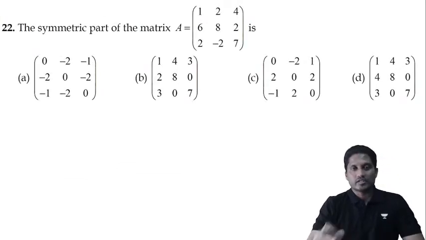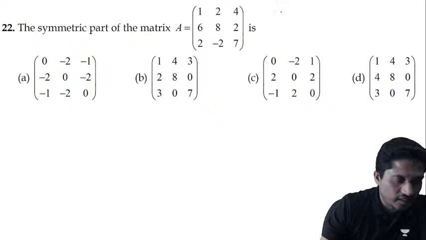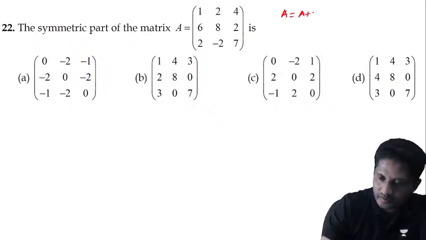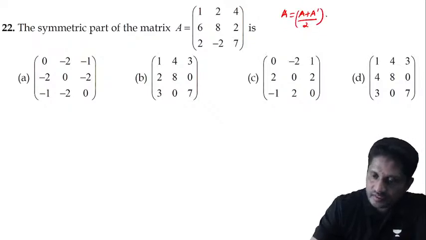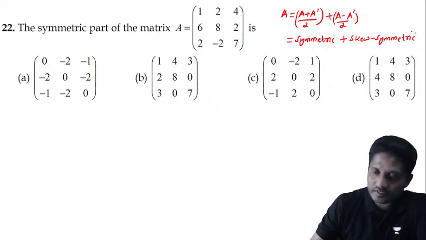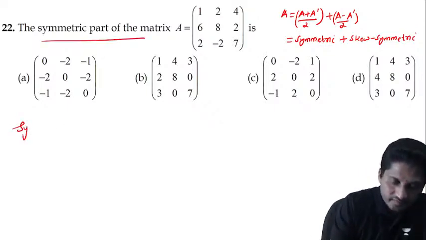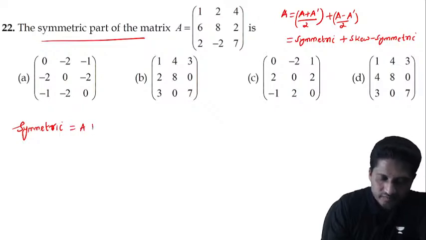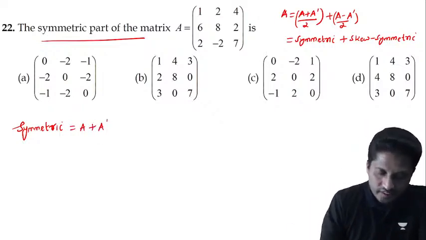Alright, question number 22. What is the symmetric part of this matrix? The symmetric part of a matrix A is A plus A dash by 2, plus this is A minus A dash by 2. You have done this in boards only. A plus A dash by 2 is always symmetric. A minus A dash by 2 is skew symmetric. I'm supposed to find the symmetric part of this matrix. Symmetric part is always equal to A plus A dash by 2.